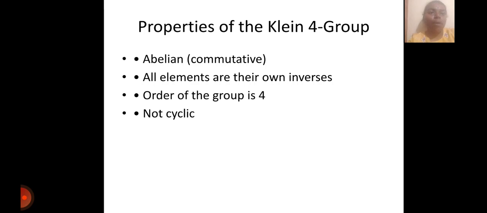The next one is the properties of the Klein 4 group. It is abelian, satisfying all the other properties, and especially the commutative property also. It is said to be abelian, where all the elements are their own inverses, the order of the group is 4, and it is not cyclic. These are the major properties of the Klein 4 group.